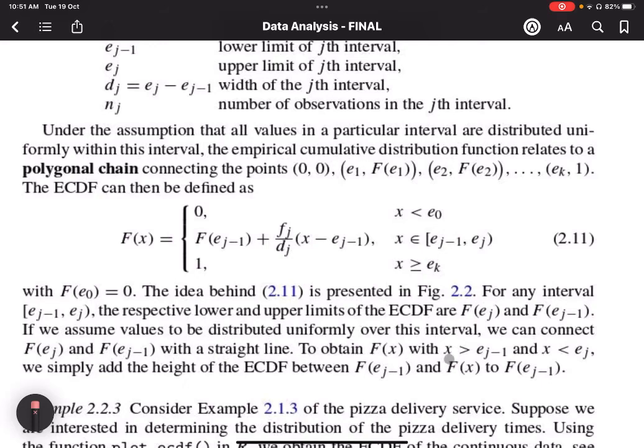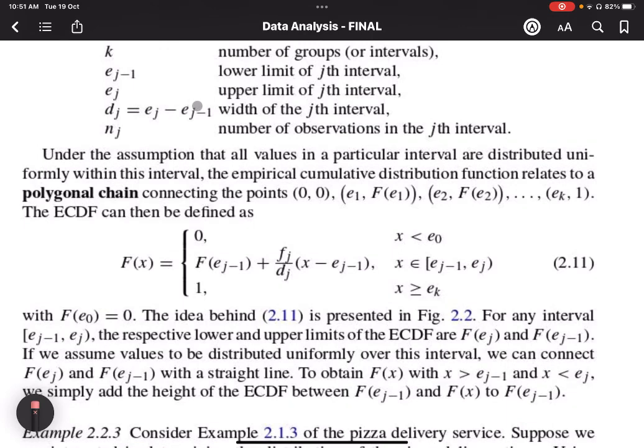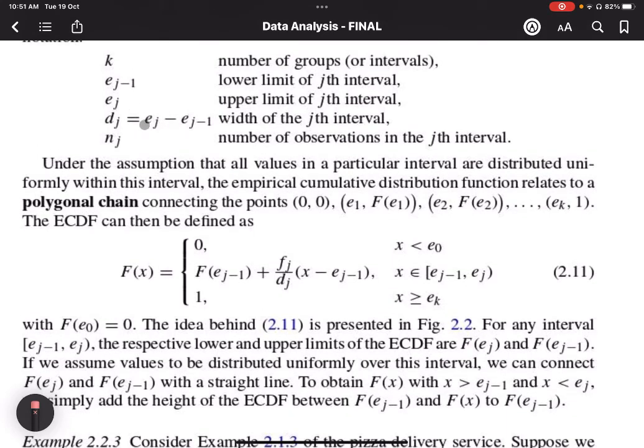To obtain F(x) with x greater than E_j minus 1 and x less than E_j, we simply add the height of the ECDF between E_j minus 1 and F(x) to F(E_j minus 1). So, remember siya ay limits, no? Ayan, no? Limits. So, pag pinagsama mo sila, pag pinag-deduct, you can determine the width or the scope, kung gaano siya kalawak, no? Kung gaano kalayo yung lower limit at upper limit.